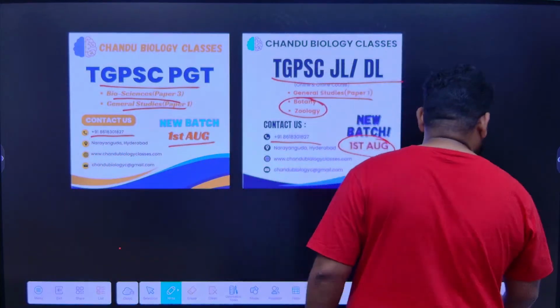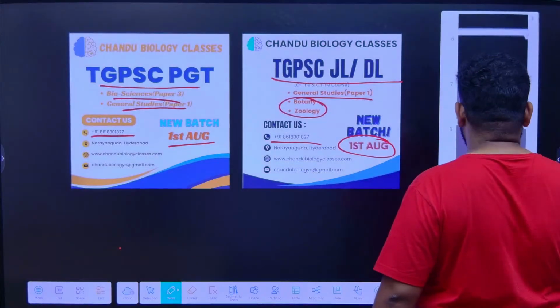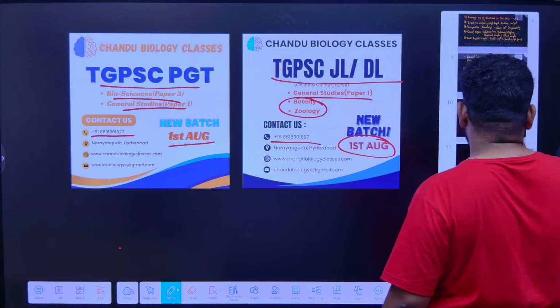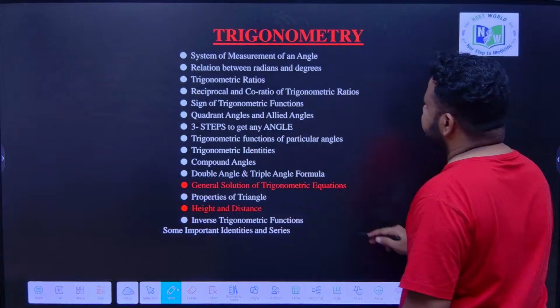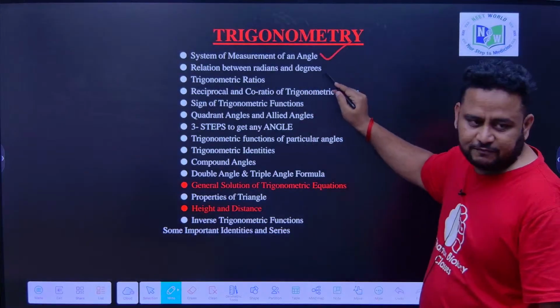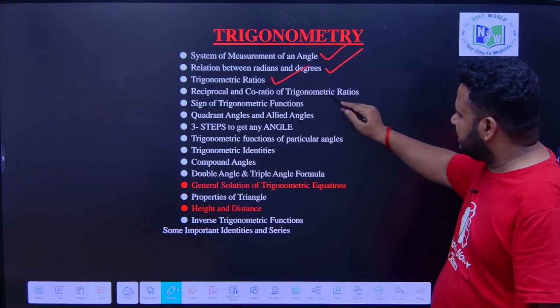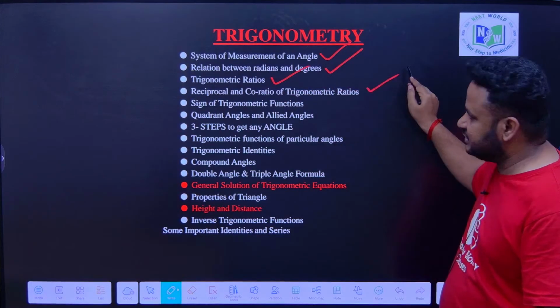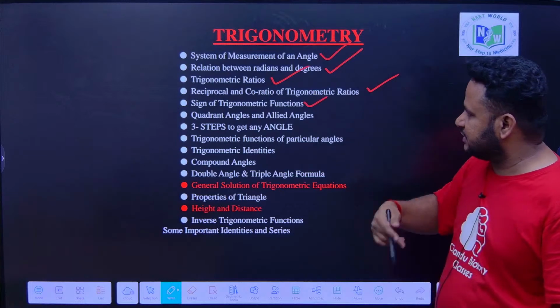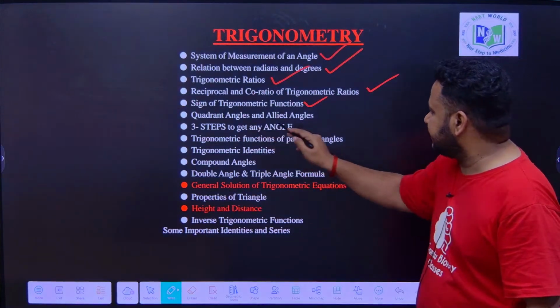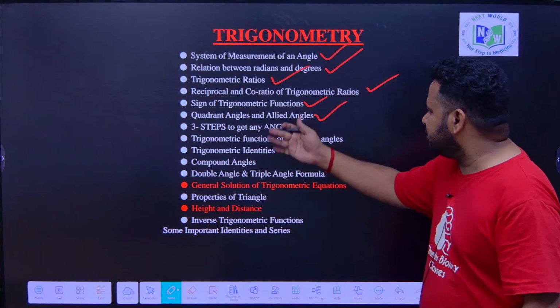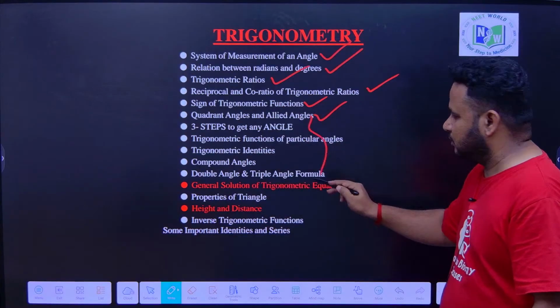So let us come back to our discussion. We already learnt the system of measurement, the relation between radians and degrees, trigonometric ratios, reciprocal and co-ratios of trigonometric ratios, and signs of trigonometric functions. I told you quadrant angles and allied angles. Now we have to learn the remaining things.